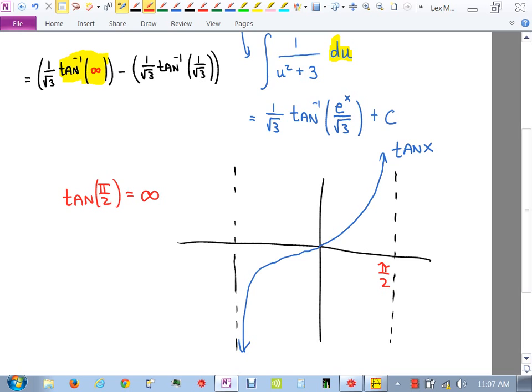So if I take the inverse tangent on both sides, what happens on the left side? Tangent and tangent inverse cancel. You just get pi over 2. So that means tangent inverse of infinity is pi over 2. But this is all within the idea of a limit. It's not hard numbers here. Does that kind of make sense? So tangent inverse of infinity is going to be pi over 2.